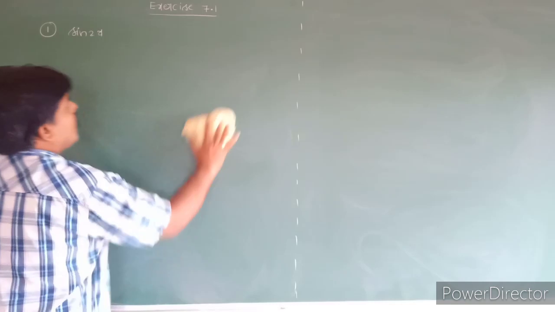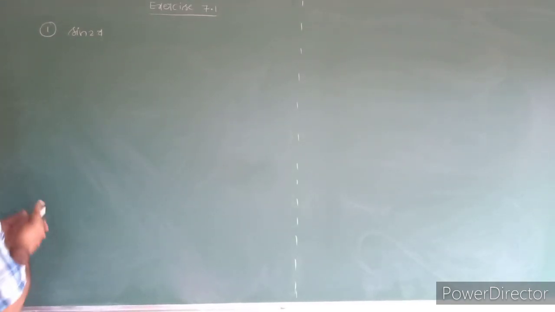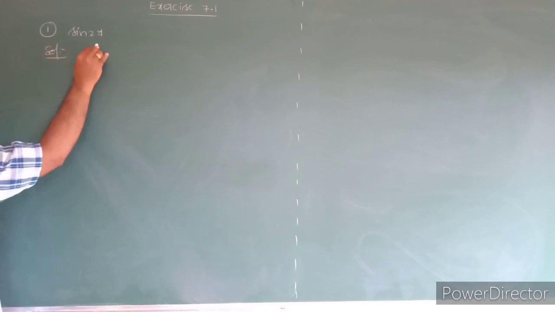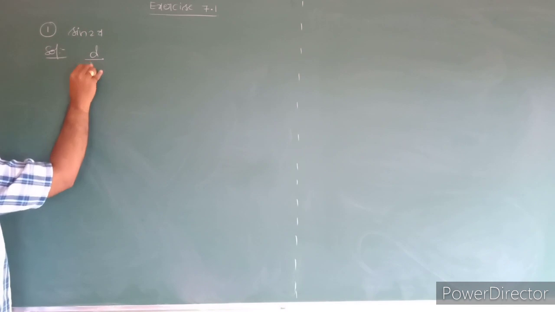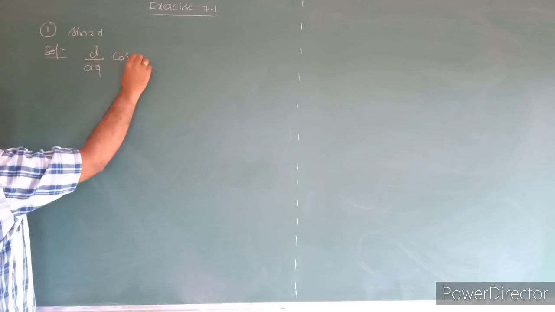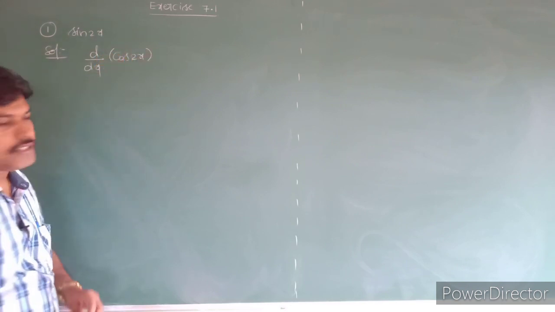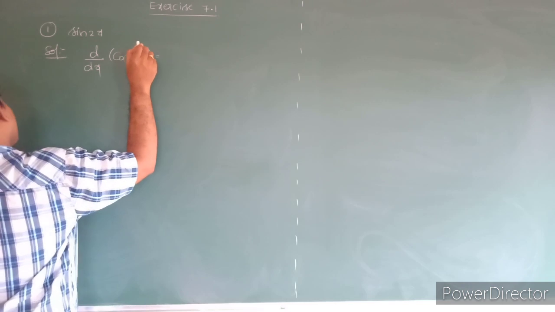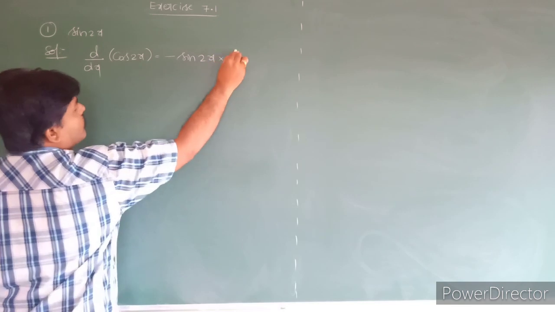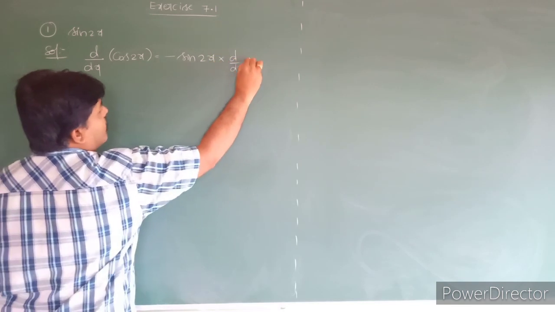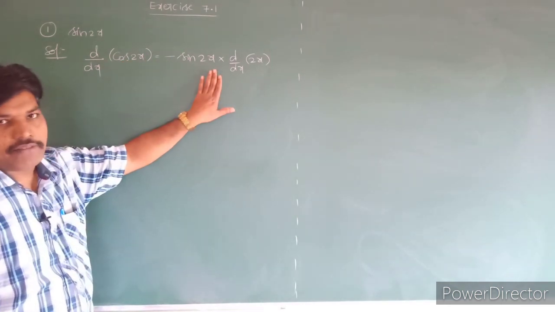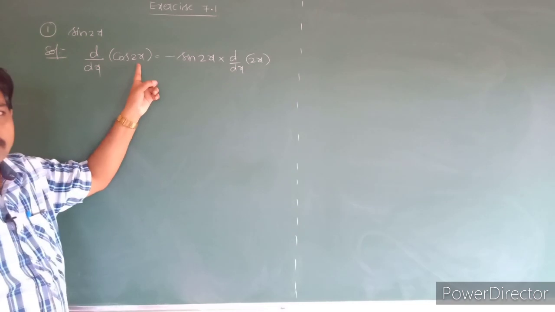So how to calculate the integral of sin 2x by the method of inspection? First, they are asking for sin 2x; it is a reverse process, so we will start with the derivative of cos 2x. The derivative of cos 2x is equal to the derivative of cos, which is minus sin 2x into the derivative of 2x. The derivative of cos is minus sin, but it is not x, it is 2x.